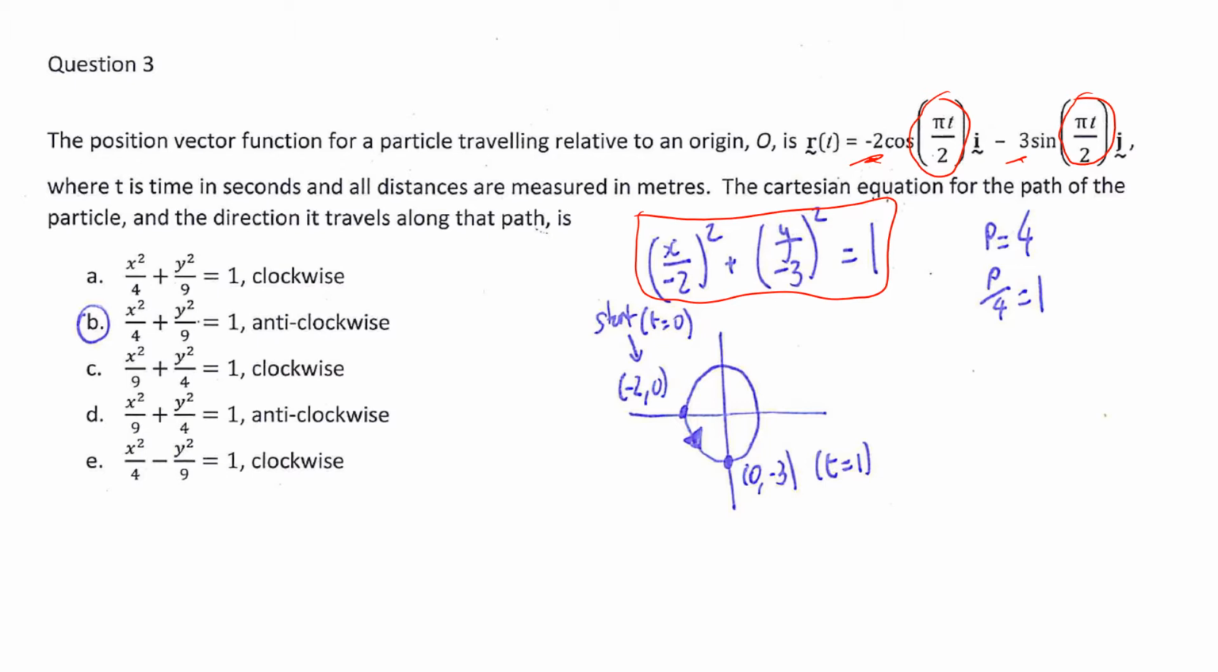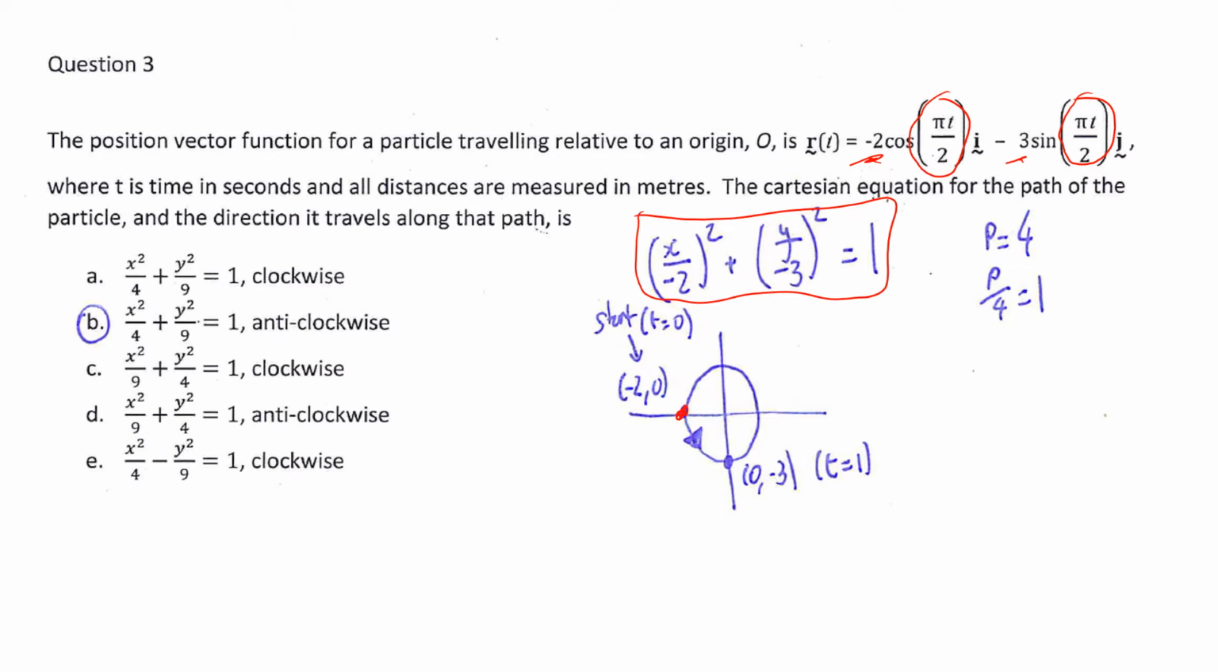However, we not only needed to determine its path, we also needed to work out the direction in which it traveled. And a lot of students got this wrong. So let's just review what it takes to work out the direction. Firstly, work out where it's starting. So when t equals 0, you're left with the i component is -2, the j component is equal to 0. So we know it's starting down here, (-2, 0), along the elliptical path.